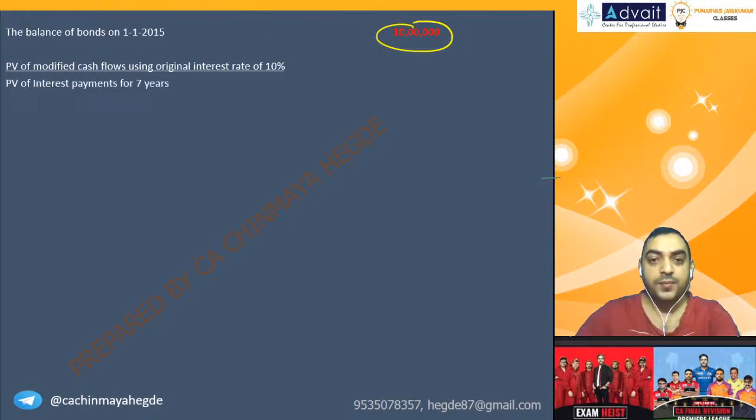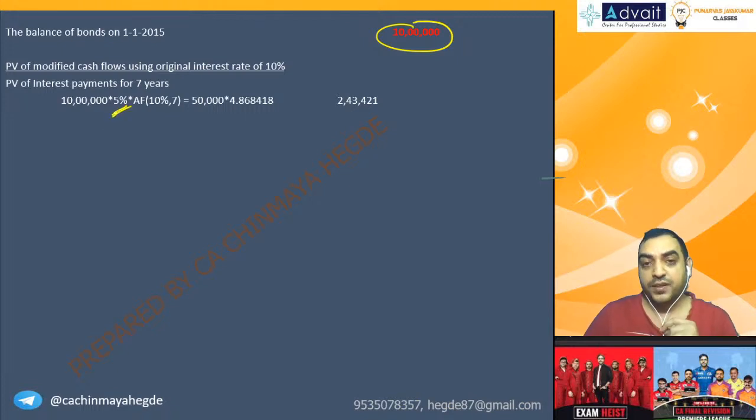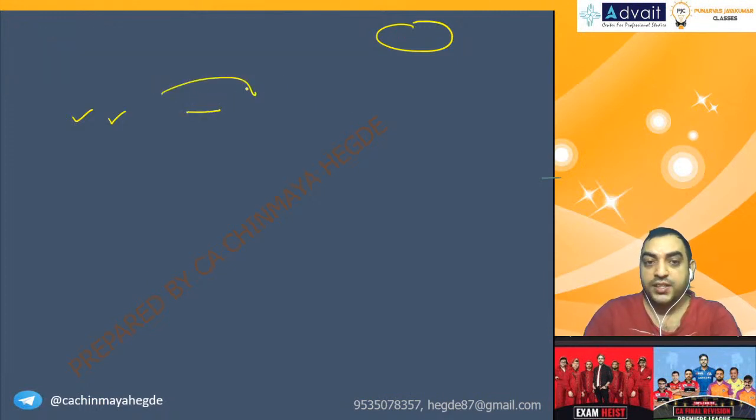Okay, let's go further. So now what should we do? We should calculate the materiality. For that purpose, we will go for the new cash flow, and in the new cash flow, we will compare with the old discounting rate. So what is the new cash flow? The new cash flow is a coupon rate of 5%, remaining 7 years. So 10 lakh into 5%. And what is the market rate now? Not the market rate now, the old rate. Old rate is 10%, therefore 50,000.